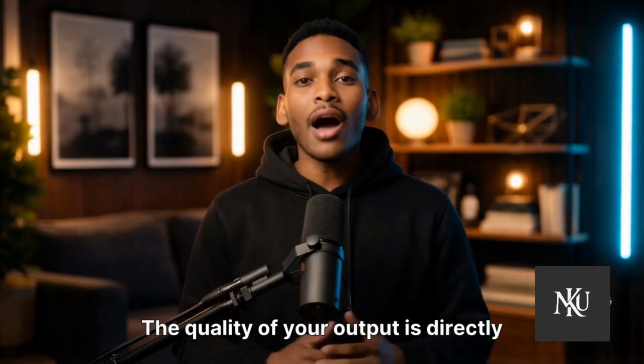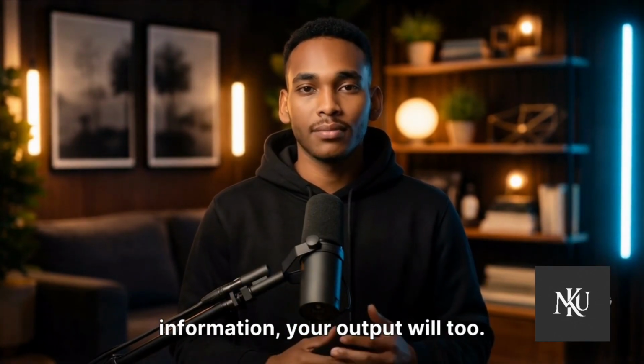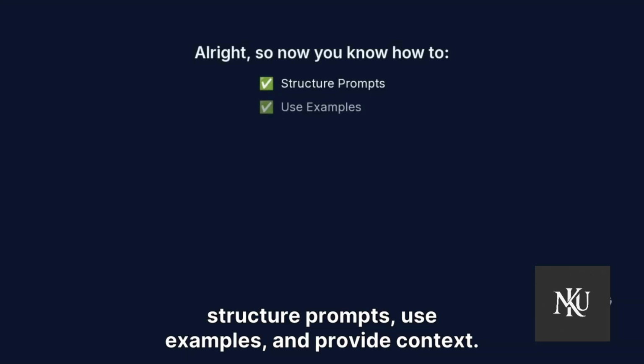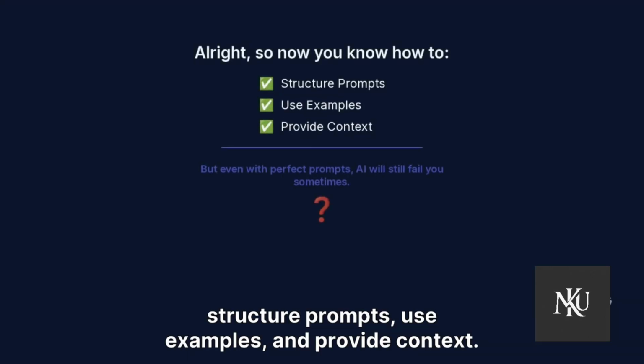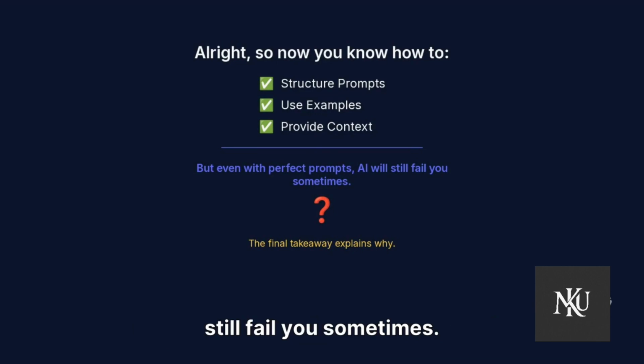The quality of your output is directly proportional to the context you provide. AI isn't reading your mind, it's reading your words. And if your words leave out critical information, your output will too. Alright, so now you know how to structure prompts, use examples, and provide context. But even with perfect prompts, AI will still fail you sometimes. The final takeaway explains why.